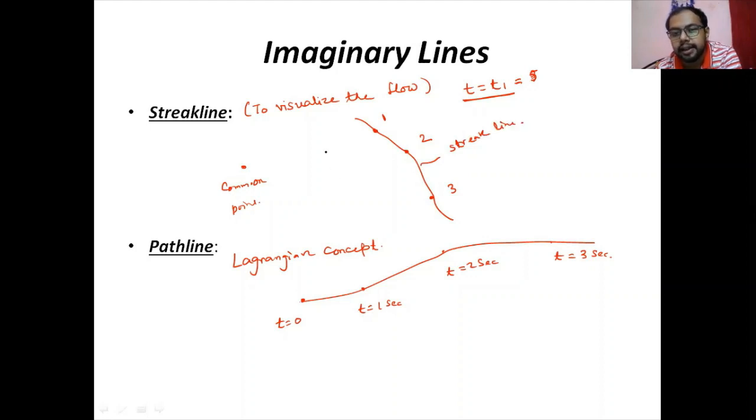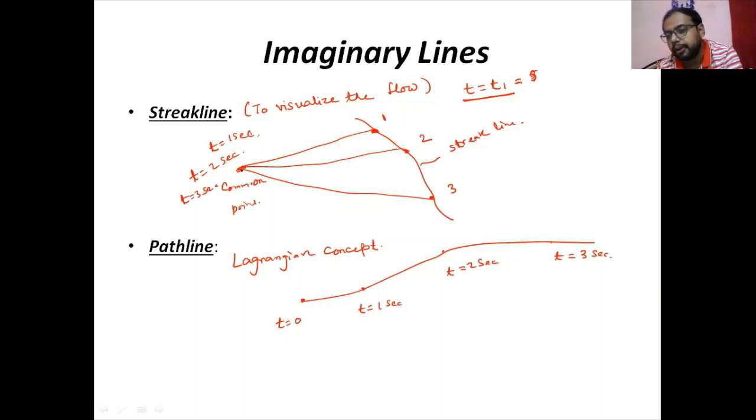Why we can say it is a streak line? Because particle 1 passed through this point, particle 2 also passed through this point, and particle 3 also passed through the same point. All points, particle 1, particle 2, particle 3, previously at a different time. At t is equal to 1 second, particle 1 passed through the point. For example, at t is equal to 2 seconds, particle 2 passed this point. At t is equal to 3 seconds, particle 3 passed this common point.